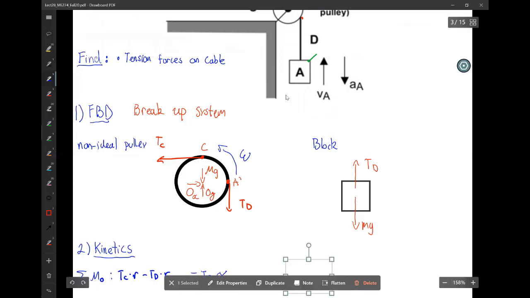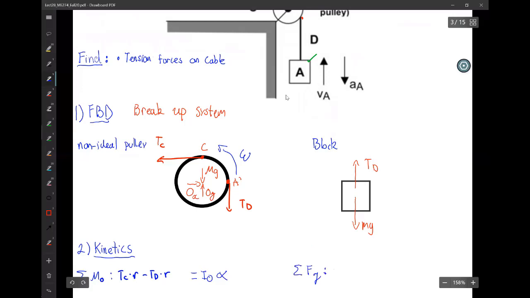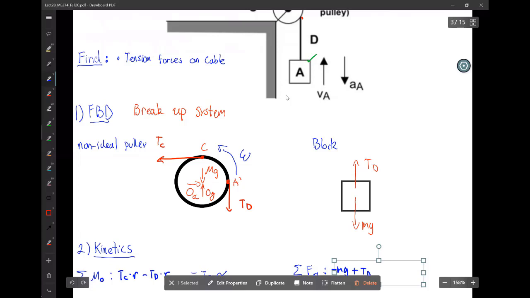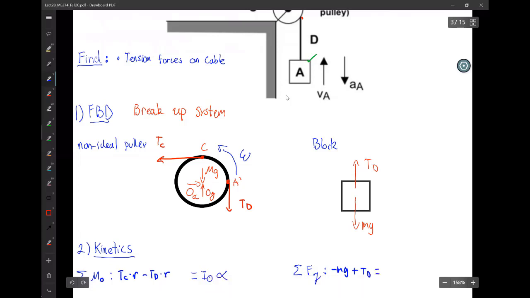For the block, we take forces in the y direction, right? In the x direction it is not moving. The block is not rotating, so I don't look for moments. So essentially it behaves like a particle. So we have negative mg plus positive Td equals 0, or what?